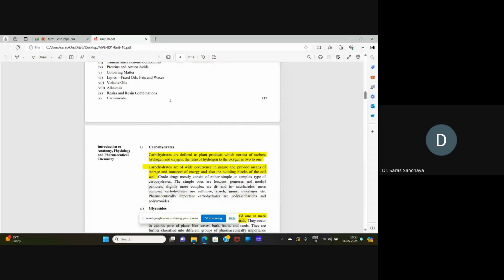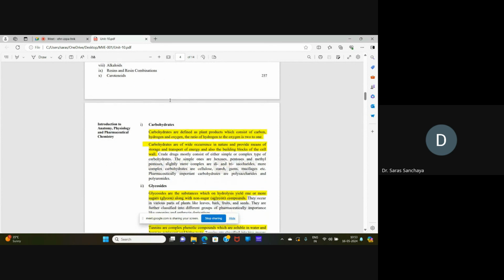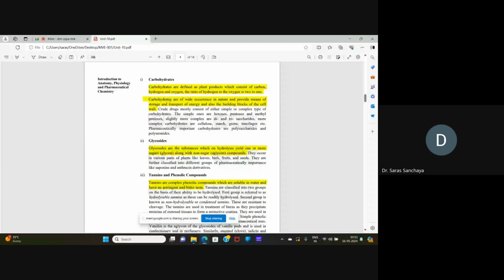First, we will come to carbohydrates. Carbohydrates are defined as plant products which consist of carbon, hydrogen, and oxygen. The ratio of hydrogen to oxygen is 2:1. Carbohydrates are of wide occurrence in nature and provide means of storage and transport of energy, and also building blocks of the cell wall. Glycosides. Glycosides are substances which on hydrolysis yield one or more sugar or glycon along with non-sugar aglycon compounds. So both sugar and non-sugar compounds are produced by glycosides after hydrolysis.